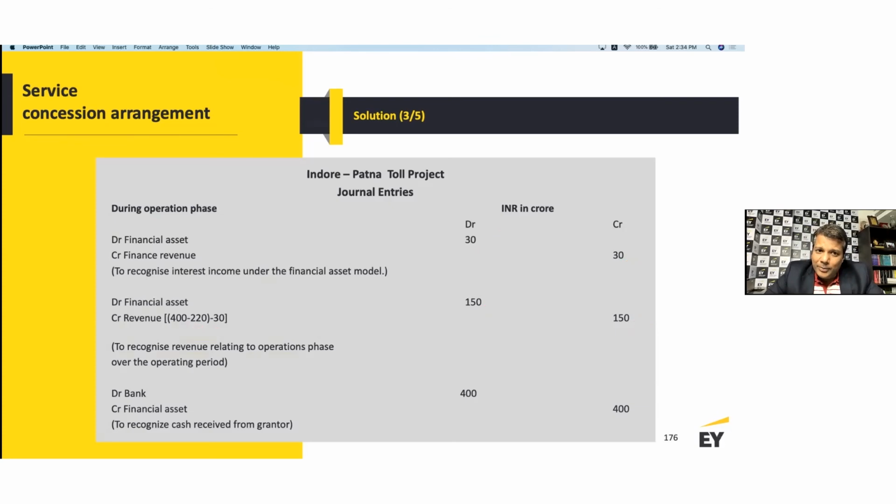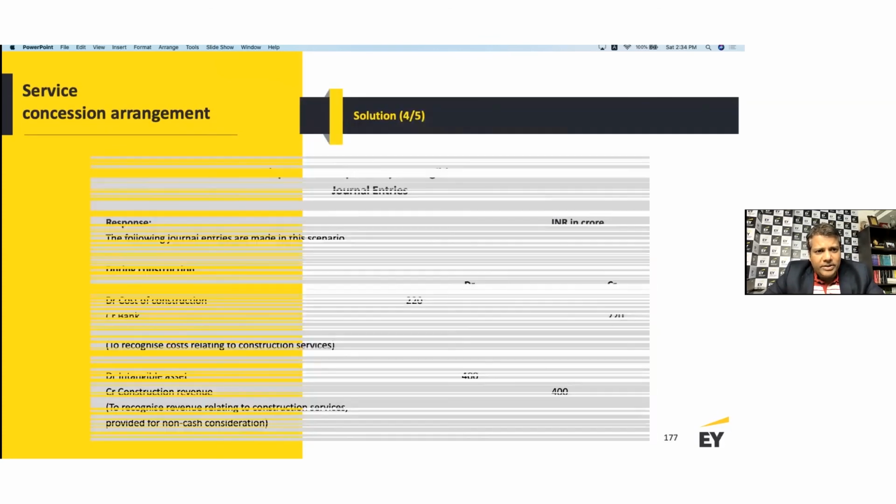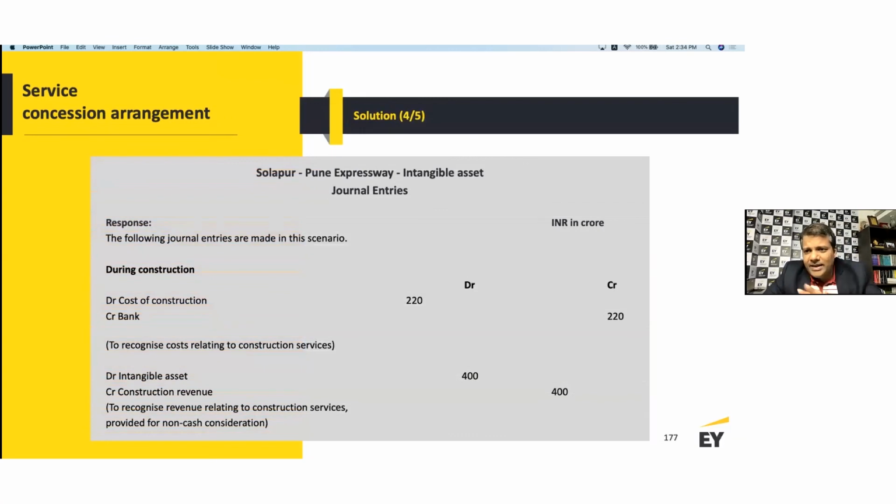Now I'm going to do accounting for the Solapur project. Okay, how do I deal with this? Here government is not giving me anything, right? But still I am providing the construction service to the government, and in exchange I'm getting a right to operate the asset, an intangible asset. How much is the fair value of the construction services? 400, right? So I'm incurring a cost of construction 220 and bank going out 220.